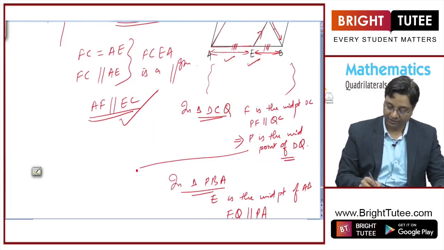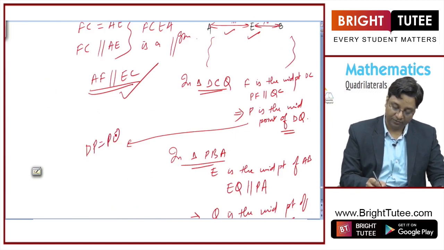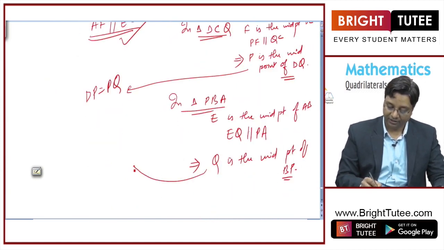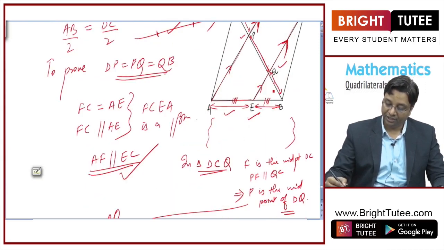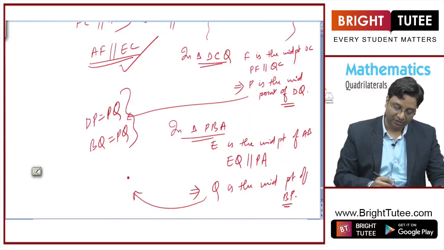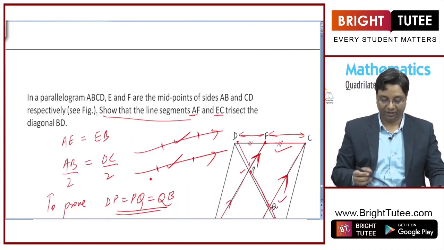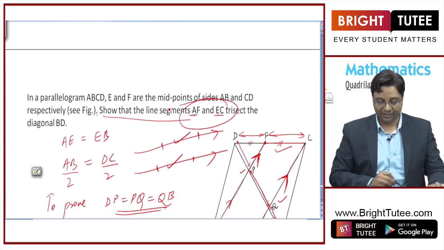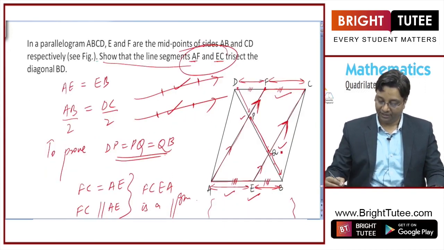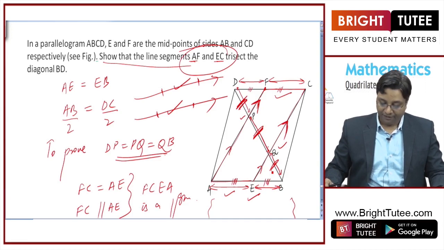So from here I said that DP is equal to PQ, and from here I observed that BQ is equal to PQ. So essentially all three segments, that is DP is equal to PQ is equal to BQ. Hence this statement is proved that line segments AF and EC trisect the diagonal BD. Trisecting the diagonal means that this part is equal to this part is equal to this part. This is trisecting. Okay.